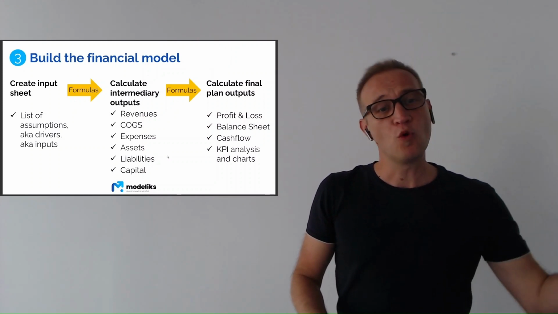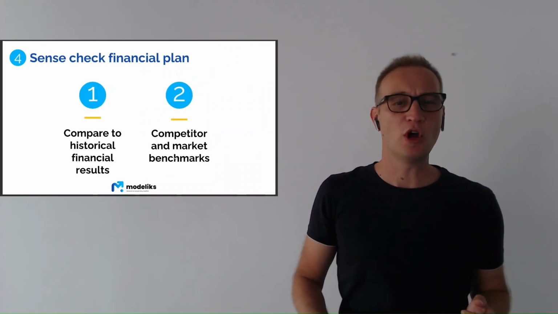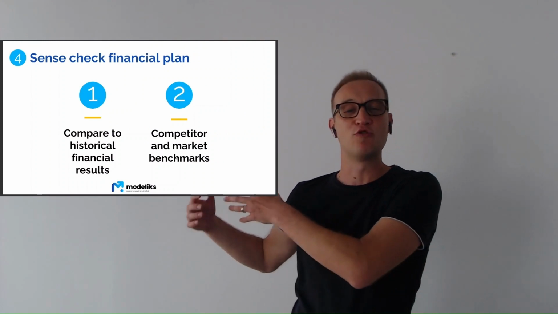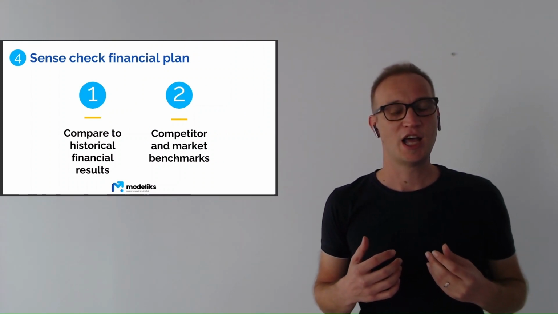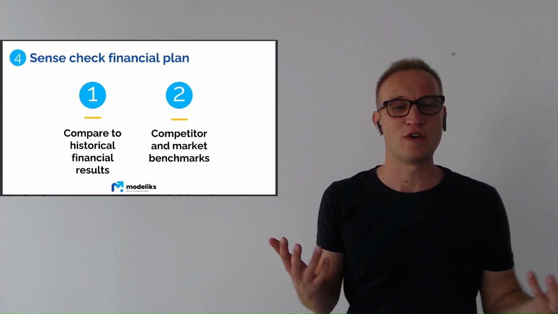And then step number 4, once you have already built your financial model, is to sense check the results of your financial plan. How do you do that? There are two main ways to sense check your assumptions.